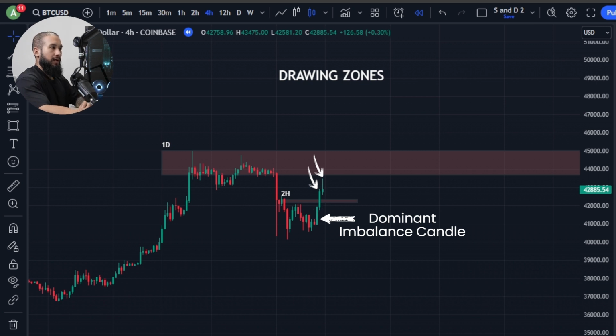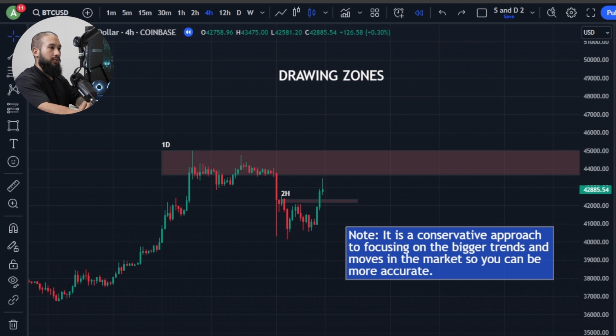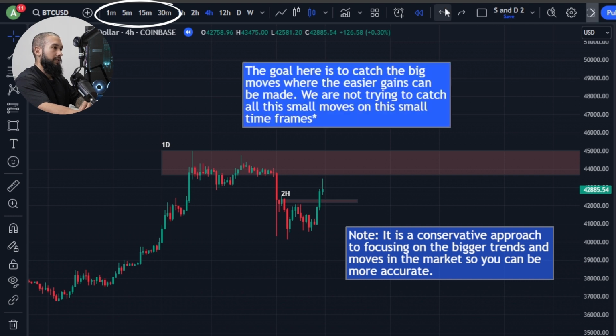Another important thing to note, guys, is that the way I'm teaching you about qualifying the imbalanced candle without having to rely on the candles that follow it, it's a conservative approach to focusing on bigger trends and moves in the market so we can be more accurate. If you see other YouTubers mentioning using 2 to 5 candles to determine the strength of the imbalance, that's just a different approach and is very common when it comes to using smaller time frames like the 5-minute to 30-minute time frames. Remember, the goal here is to catch the big moves where the easier gains can be made and the larger gains. We're not trying to catch all these small moves on all these small time frames.